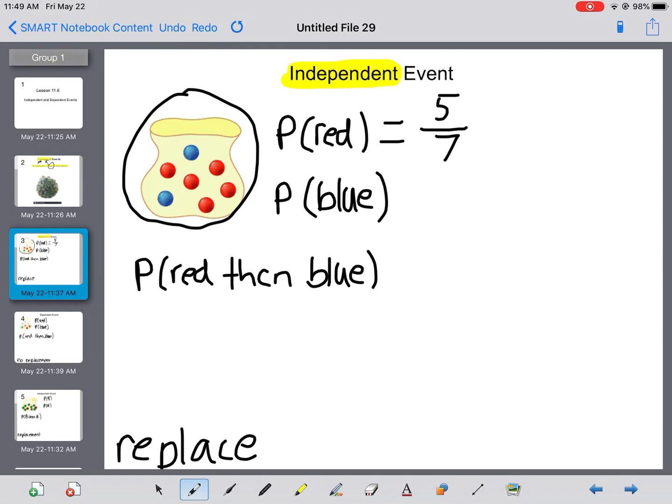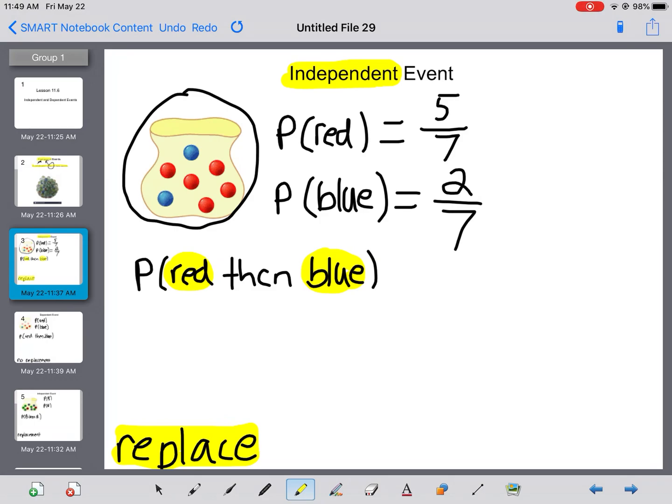So in theory, if I reached into that bag 7 times, 5 of the times I should come up with red. Then the probability that I would pull out a blue is, well, there are 2 blue marbles out of 7 options. Okay, so we already know how to do that. But now let's pretend that it's a compound event. What's the probability that I pull out a red and then I pull out a blue? The key word in this one is that I'm going to replace the marble.